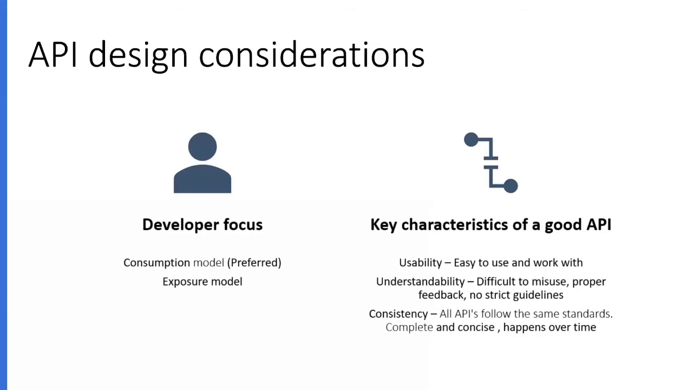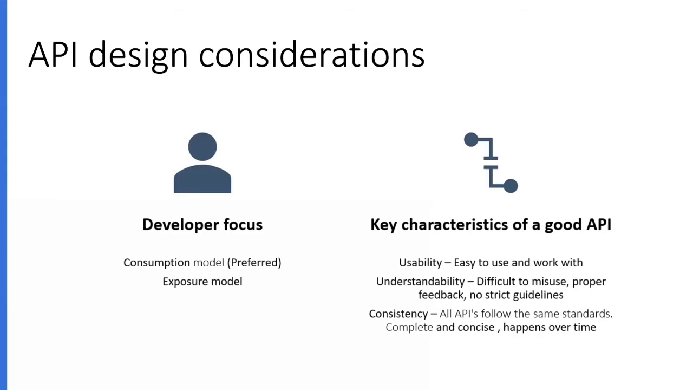Second is understandability. So again, this is pretty much relevant to the first point wherein an API can be documented in a certain way, but then the developer may still end up misusing the API because of comprehension issues and there's no proper feedback or guidance.